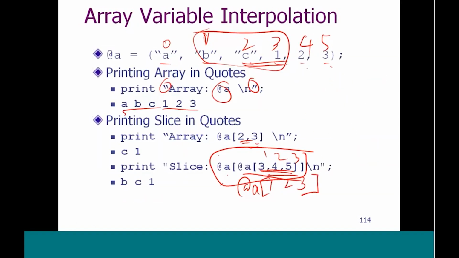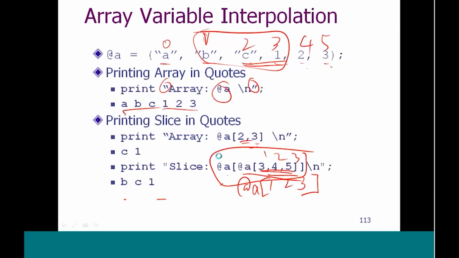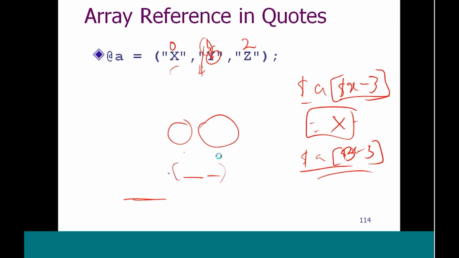So that's another thing that we learned in the context of how to interpolate. Now let's look at the other interpolation. When we interpolate arrays inside of the quotes, it is completely evaluated and then we get the result.